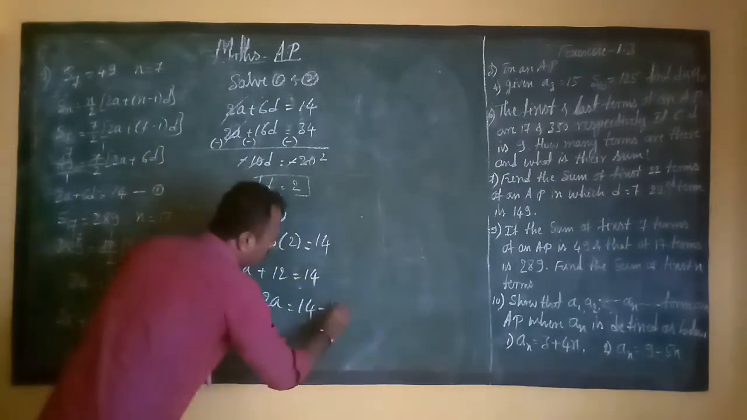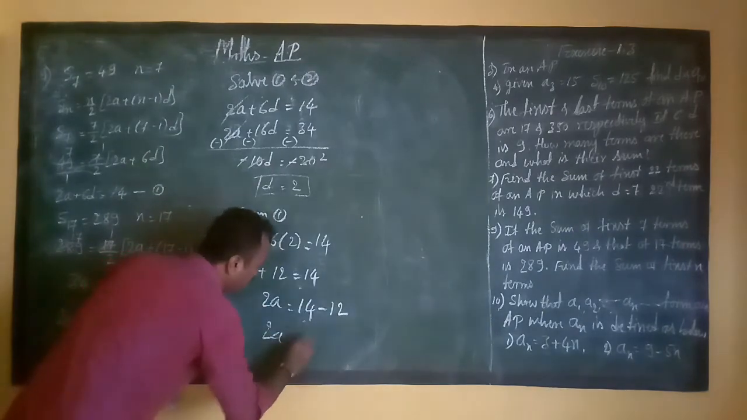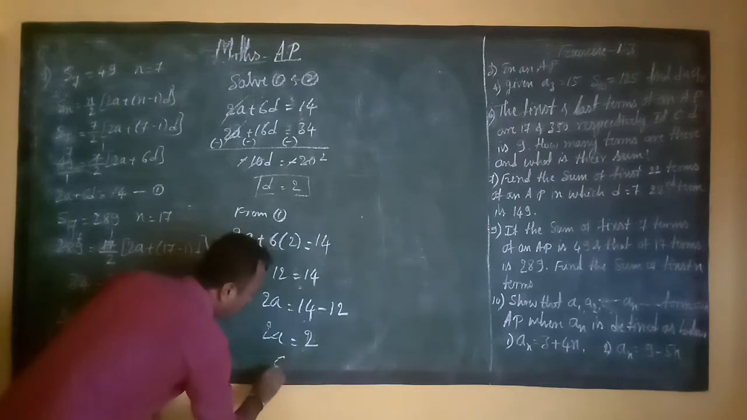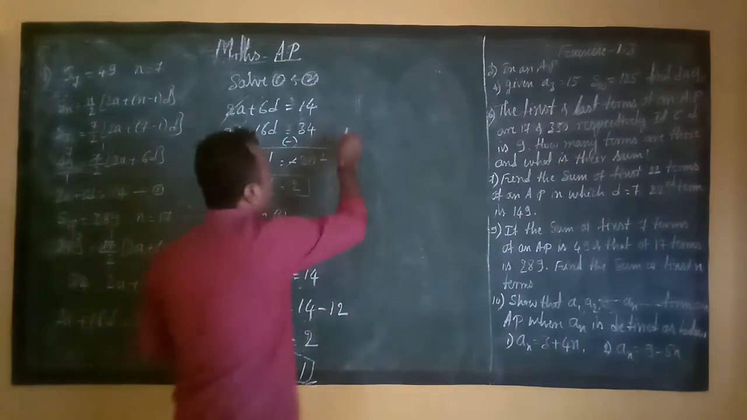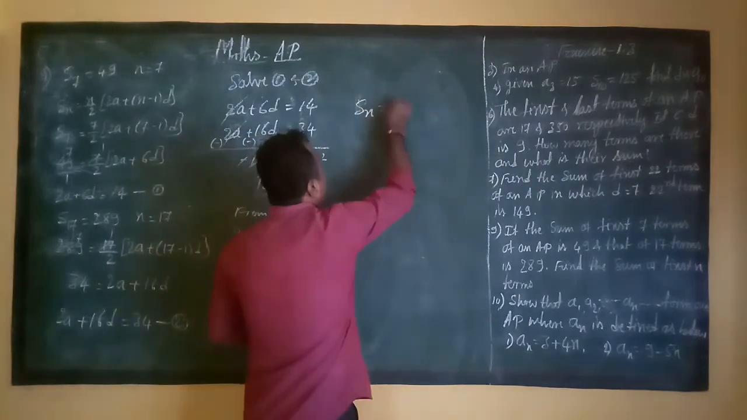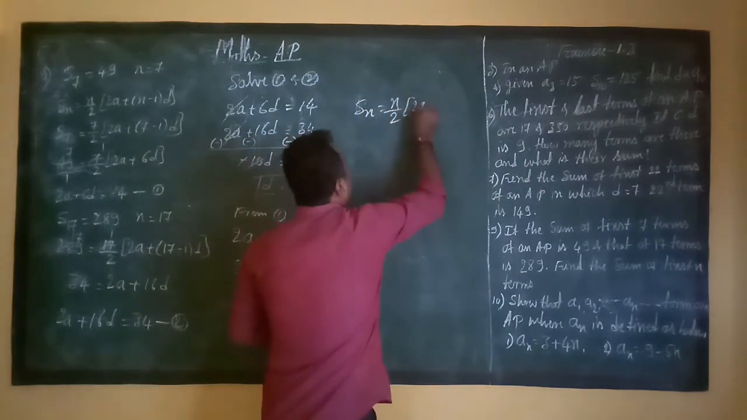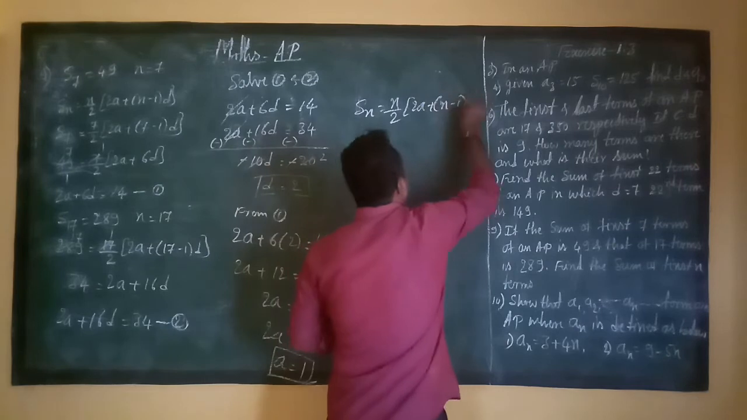So 2A is equal to 14 minus 12, which becomes 2. So therefore A is equal to 1. So this value we have to substitute in the main formula. Sn is equal to n by 2 into 2A plus n minus 1 into D.